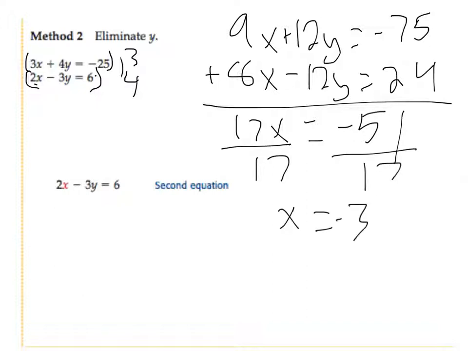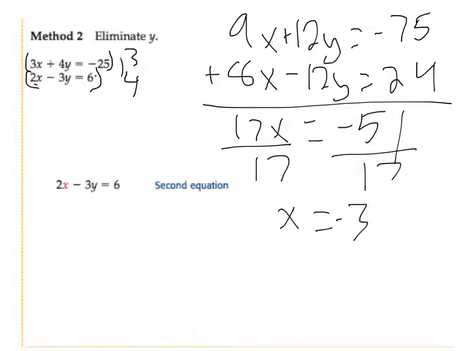Oh, I just realized I wasn't recording. Probably a bunch of numbers just came out, so I'll just reiterate. What we did is we decided to do addition, and we did 9x plus 8x to get 17x, and then negative 75 plus 24 gets us negative 51. 12y plus negative 12y gets us 0. We divided by 17, and we got x is equal to negative 3.